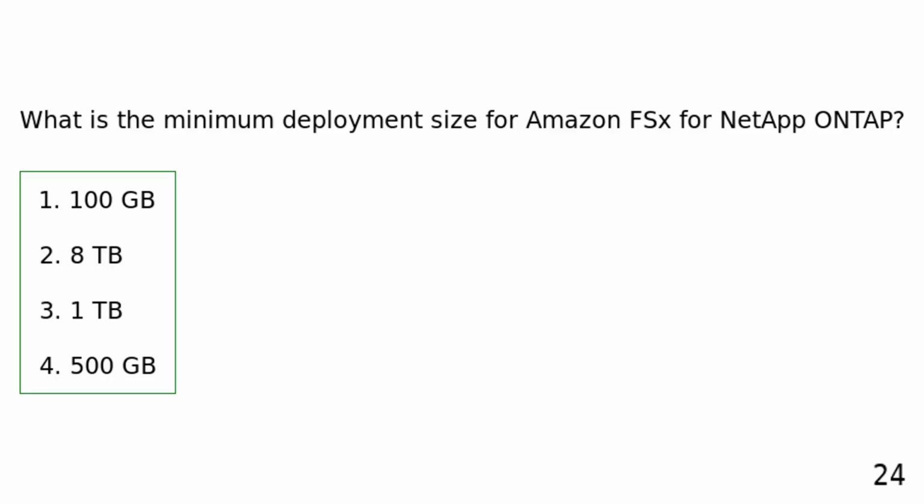What is the minimum deployment size for Amazon FSx for NetApp ONTAP? 100 gigabytes. 8 terabytes. 1 terabyte. 500 gigabytes. The minimum deployment size for Amazon FSx for NetApp ONTAP starts at 8 terabytes.